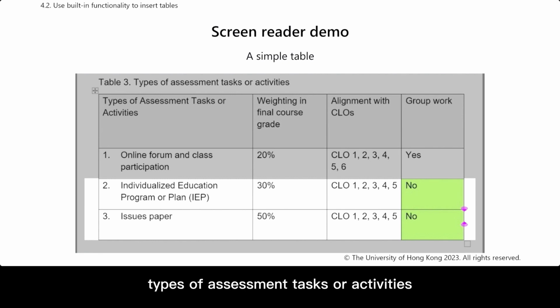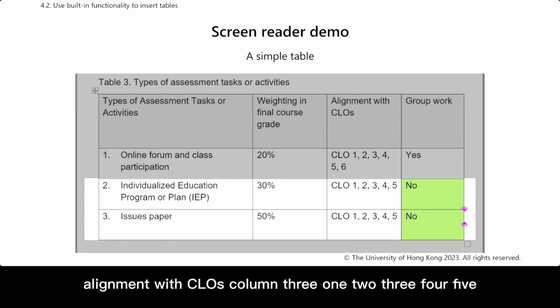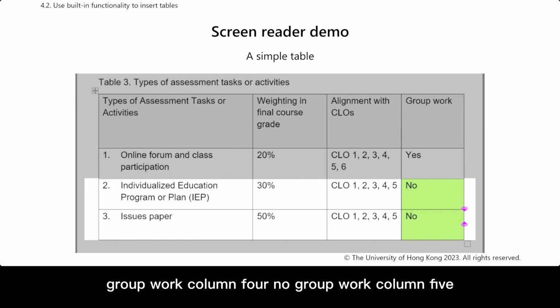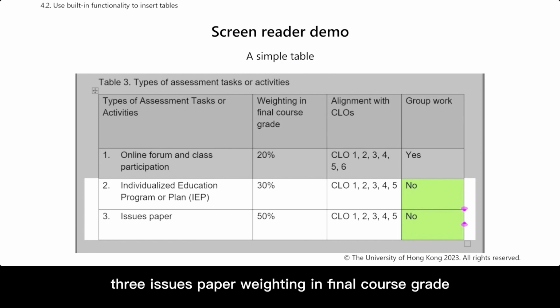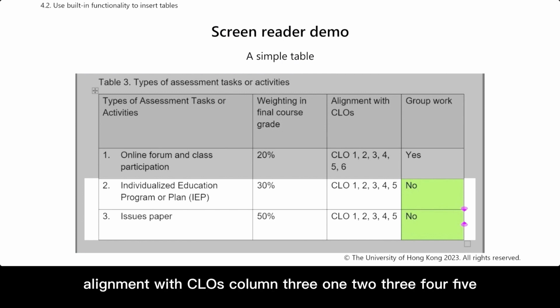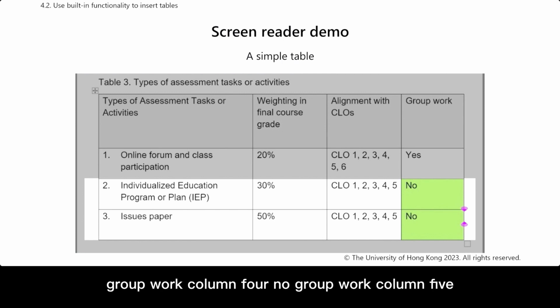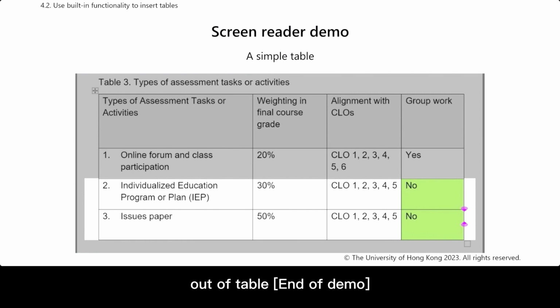Row 3, types of assessment tasks or activities, column 1, 2. Individualized Education Program or Plan, IEP, weighting in final course grade, column 2, 30%, alignment with CLOs, column 3, CLO 1, 2, 3, 4, 5, group work, column 4, no group work, column 5. Row 4, types of assessment tasks or activities, column 1, 3. Issues paper, weighting in final course grade, column 2, 50%, alignment with CLOs, column 3, CLO 1, 2, 3, 4, 5, group work, column 4, no group work, column 5, out of table.